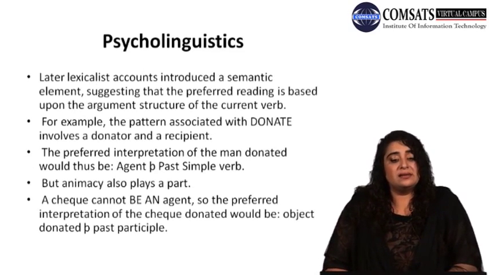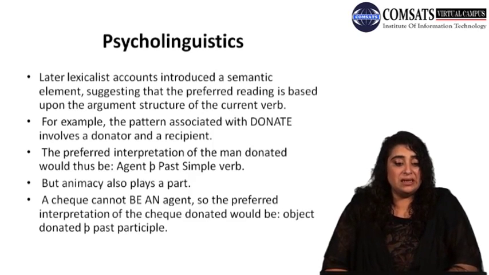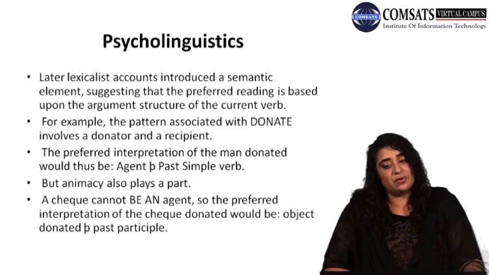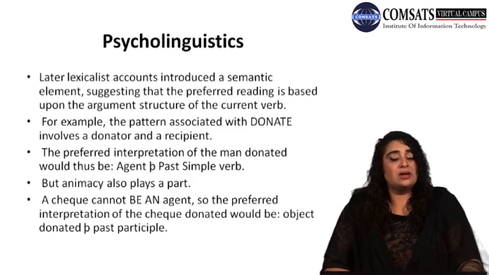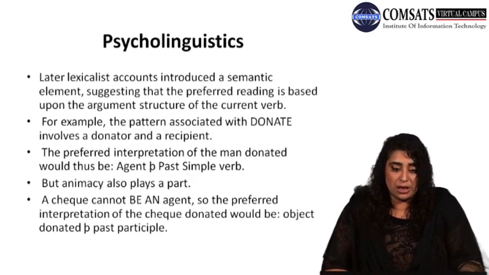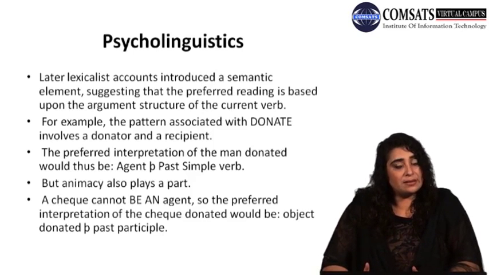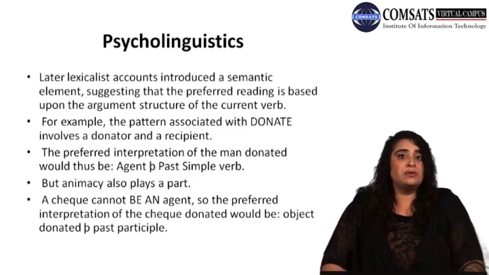Now, later lexicalist accounts introduced a semantic element, suggesting that the preferred reading is based upon the argument structure of the current verb. So later on they did introduce a meaning element, suggesting that the reading would be based upon the argument structure of whatever current verb we are using. Now, for example, the pattern associated with donate involves a donator and a recipient. So just the pattern of the word donate involves two people.